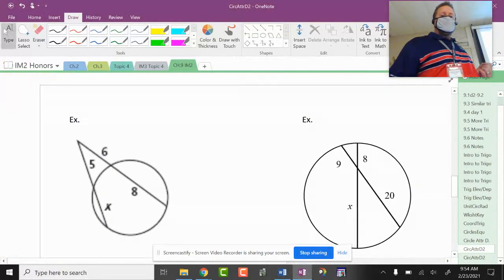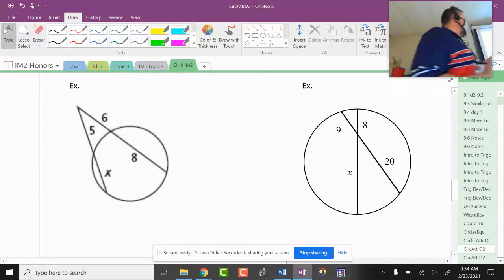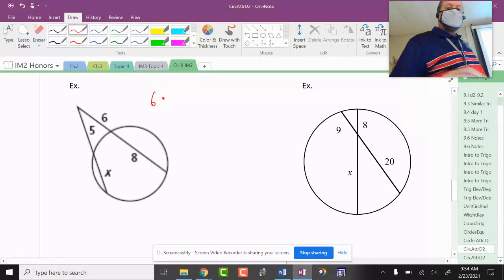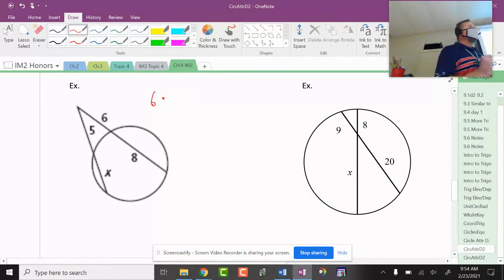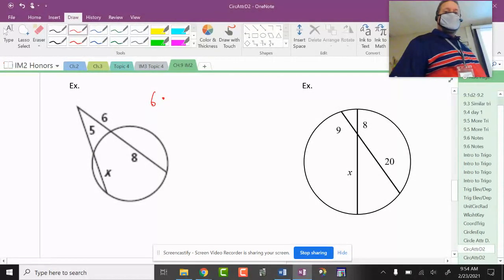We only have 3 minutes, so I will just set this one up real quick. You see this secant-secant? So it's 6 times, what's the whole? How much is the whole? 14. And then, just to not trick you on this, outside is 5.